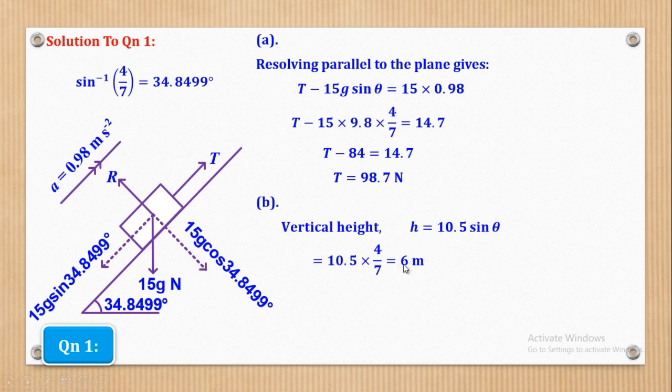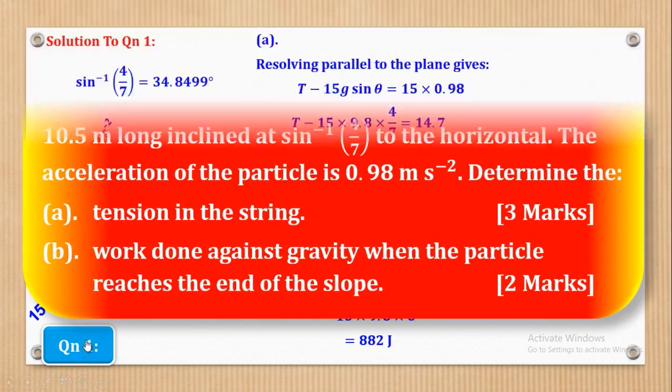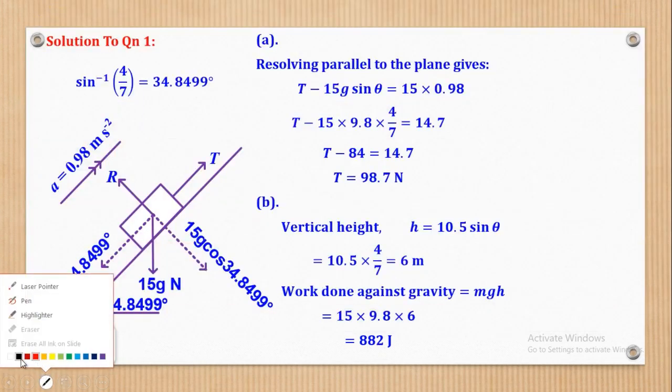So now that I know the vertical height, I can get the work done against gravity being equal to mgh, where m is the mass, g is the acceleration due to gravity, and h is the vertical height. So when I substitute, I'll come up with that, and therefore my work done will be equal to 882 joules. So basically that's what they wanted in this question, and now we can see how marks can be awarded.